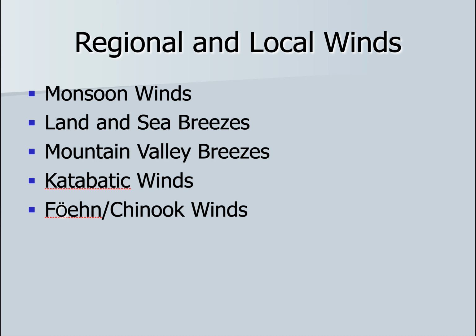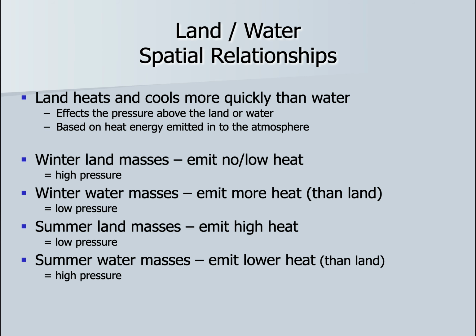So the winds that we're going to cover are monsoon winds, land and sea breezes, mountain valley breezes, katabatic winds, or Fajol winds, or Chinook winds as they're known here in North America. So just a reminder that the land-water heating relationships are really important in generating winds, and more so with regional and local winds, because those big global winds are being driven by the energy that's coming out of the intertropical convergence zone and then being distributed across the planet.